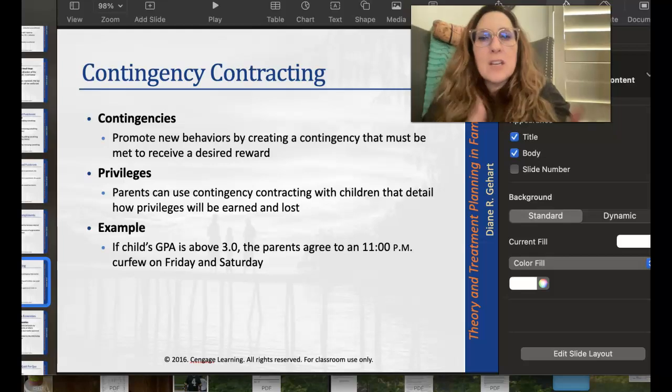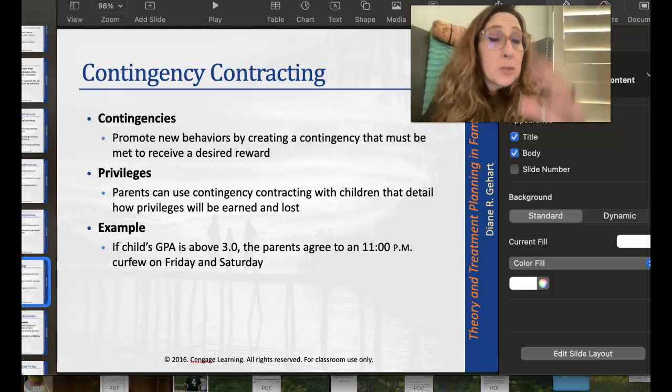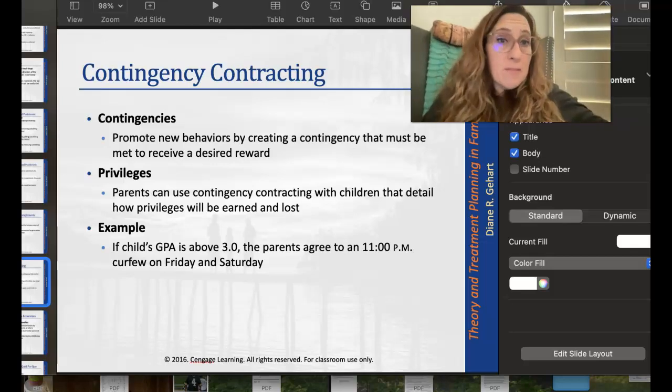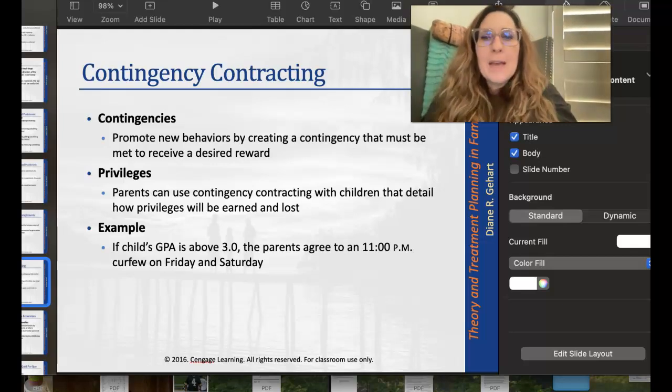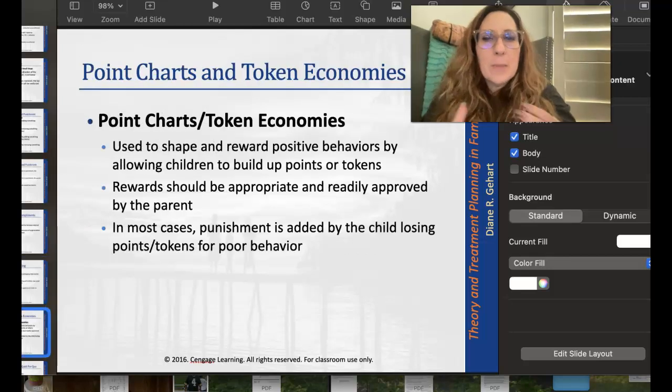Privileges. Parents can use contingency contracting with children that detail how privileges will be earned or lost. You get all your chores done, then you can play the VR. You get all your chores done, you can play the Switch. You don't do those things, you will not, right? And so those are the kinds of things parents can use.